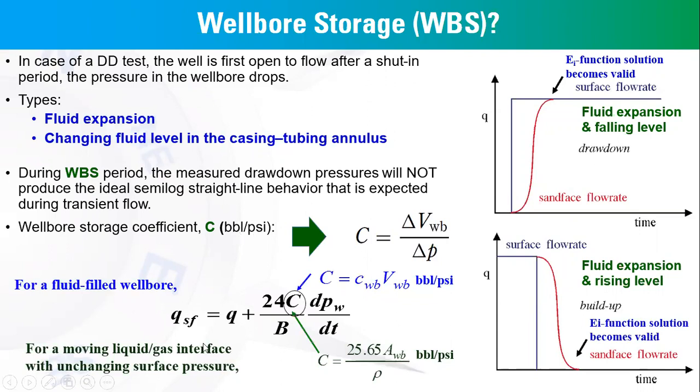So in this function, the sand face flow rate will equal the surface flow rate plus this term as a function of wellbore storage, as you can see. So if the wellbore storage C is zero, in this case, the sand face flow rate will equal the surface flow rate. So we have to use this term to account for the early time of the drawdown or buildup to avoid the distortion of the pressure behavior due to wellbore storage.